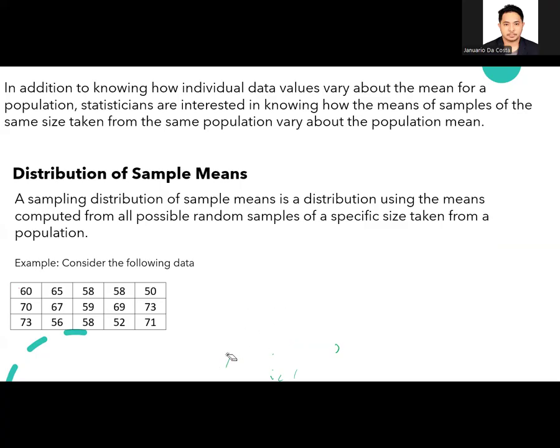A sampling distribution of sample means is a distribution using the means computed from all possible random samples of a specific size taken from a population.